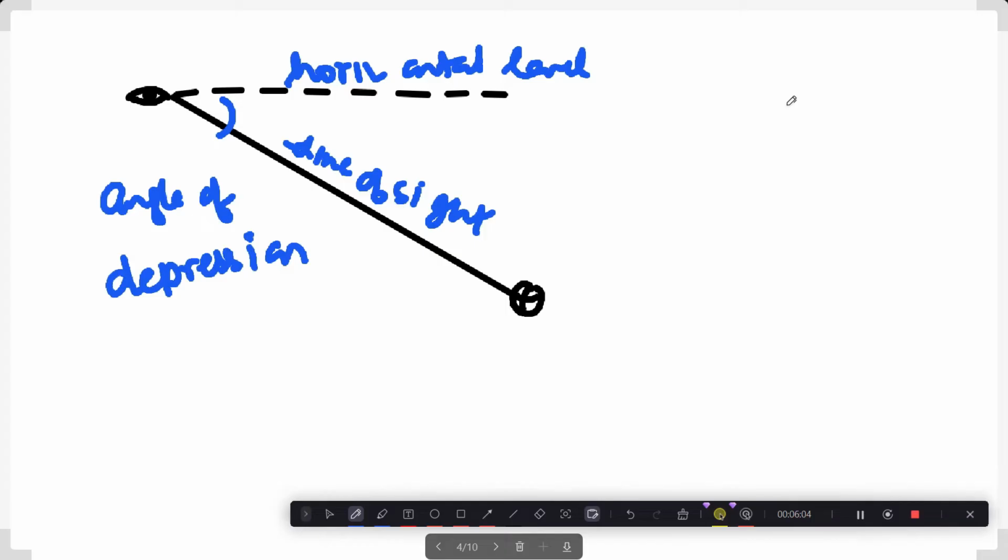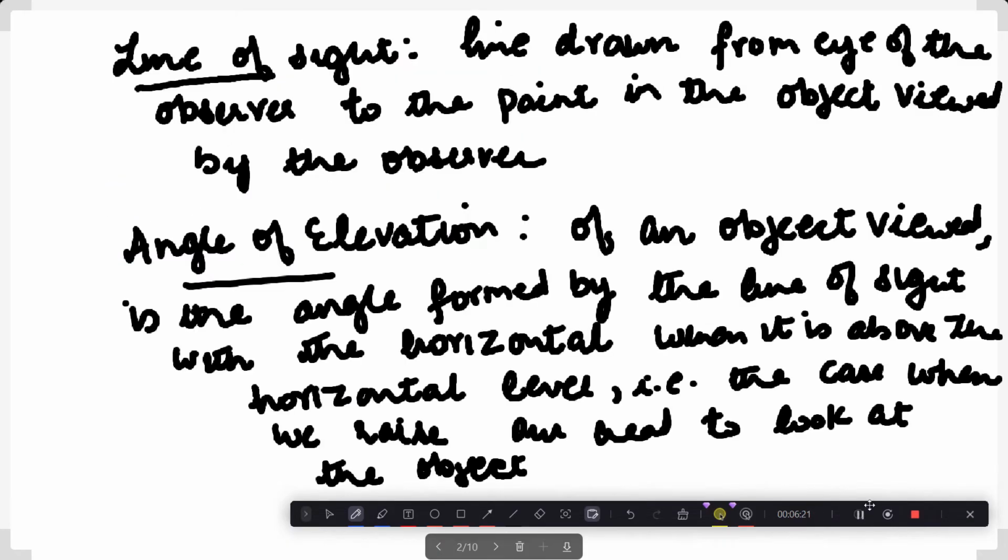So these are the two angles that we learned, right? Again, we can find the distance. For example, if we know the distance of the person from the object, we can probably find out the height of this. Again, this is a 90-degree angle. So we can find all that. So the terms that we learned are, what is line of sight?